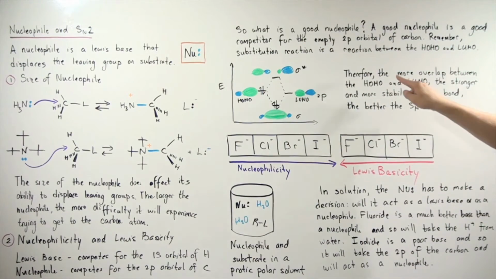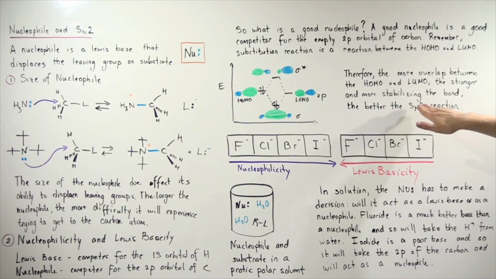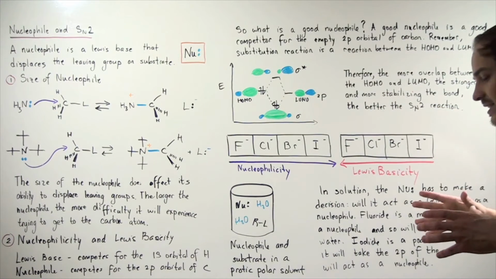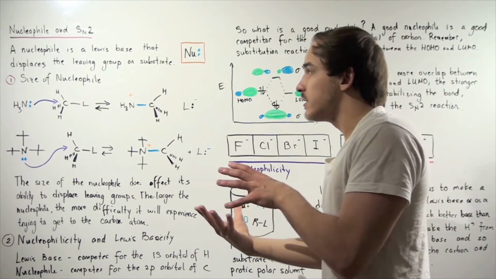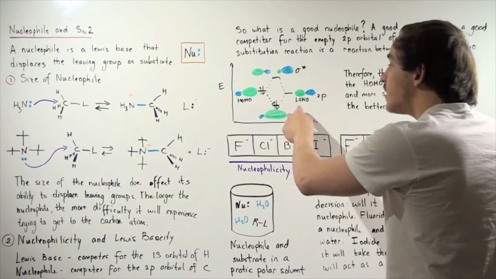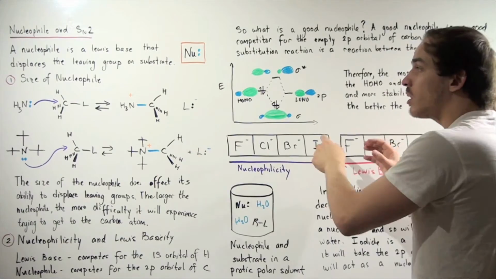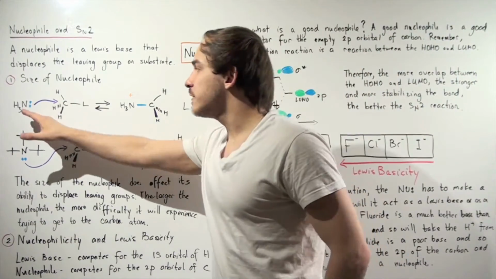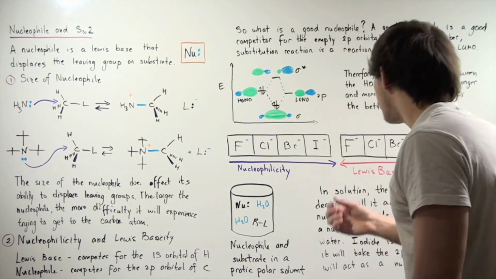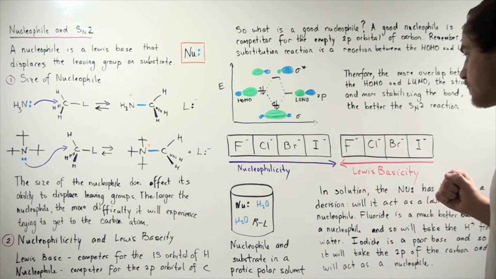So, once again, the more overlap between the HOMO and LUMO orbitals, the stronger and more stabilizing the bond, the better the Sn2 reaction. So once again, a good nucleophile is really a good molecule that overlaps well with our empty 2p orbital. If the overlap is poor, we say that the nucleophile is a poor nucleophile. So, let's examine the following halogens.